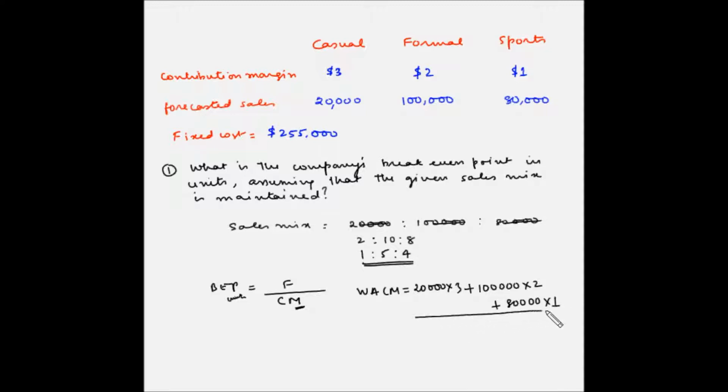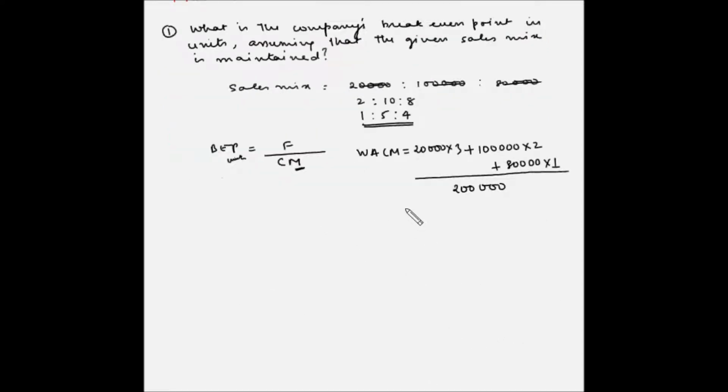And all this should be divided by the addition of the forecasted sales of the three products, which is 100,000 plus 80,000 plus 20,000. So that becomes 200,000. So this is equal to 20,000 into 3 is 60,000 plus 100,000 into 2 is 200,000 plus 80,000 into 1 is 80,000, and this divided by 200,000.